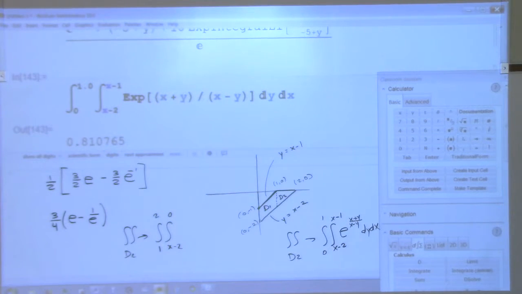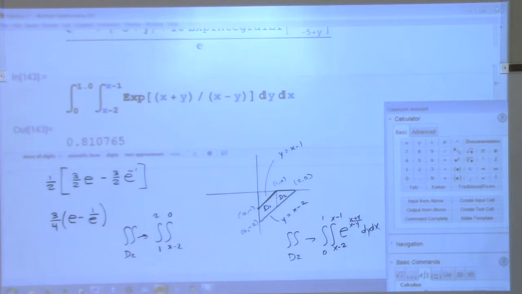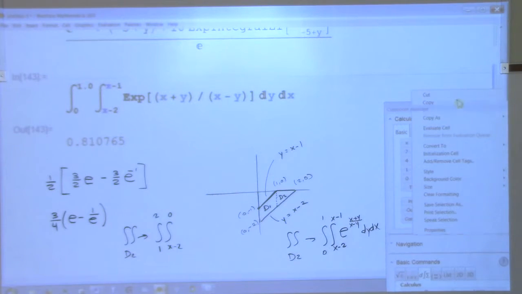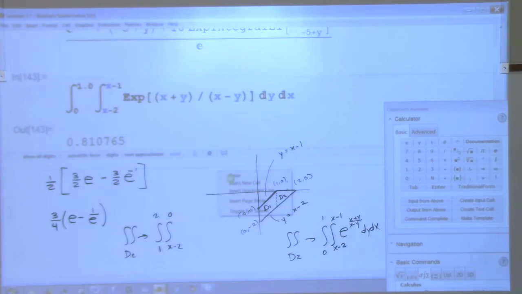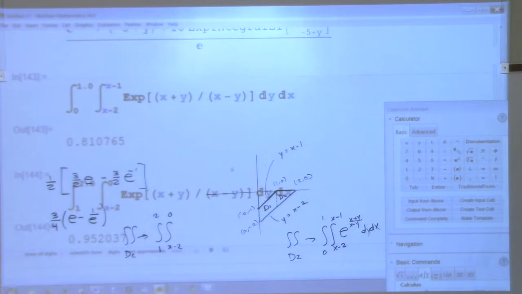All right, so now what I want to do is just take that same thing. Let's just copy that. And let's paste it here. And now we're going to go from 1 to 2, right? And then here we're going from x minus 2 to 0, right? There.